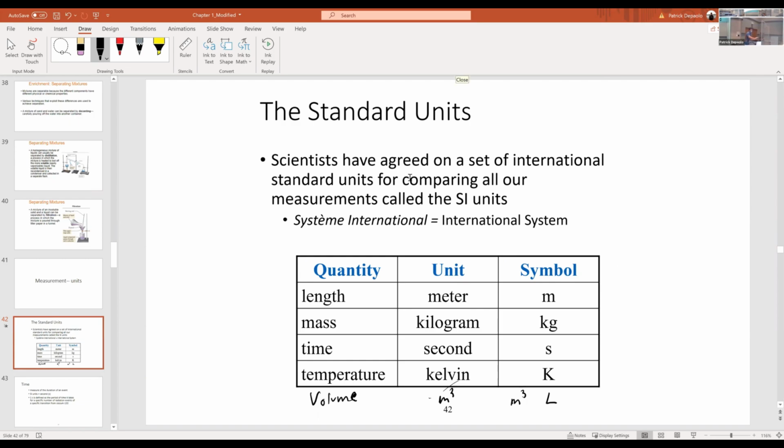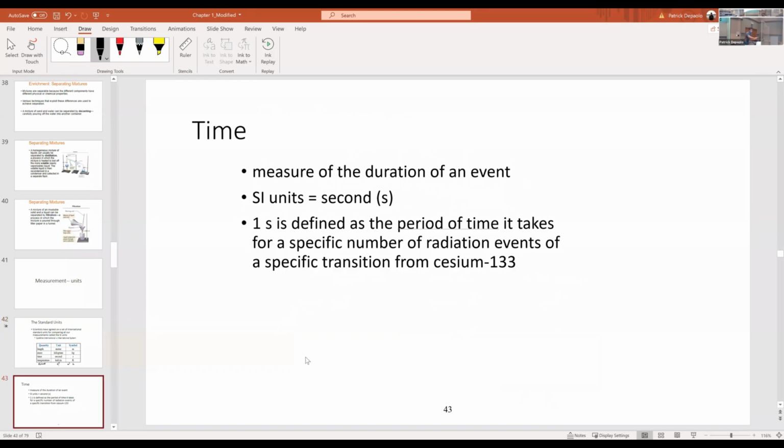And yes, Hal, you're right. Volume can be derived from density, I guess. But still, it's important to mention. Okay, so let's just continue.